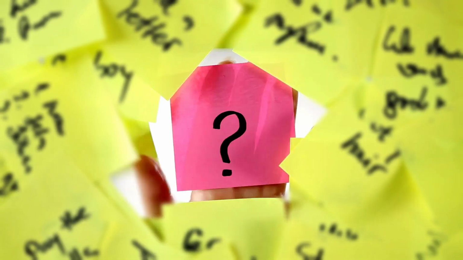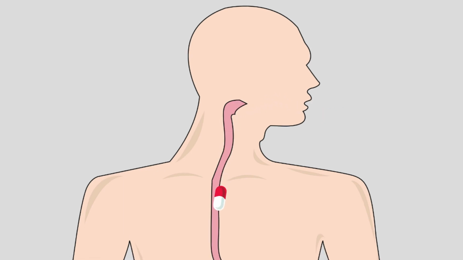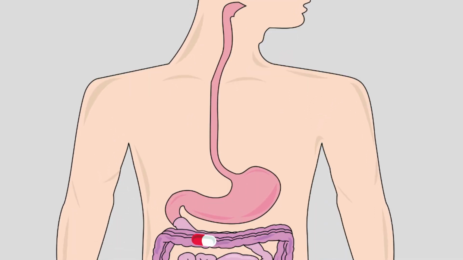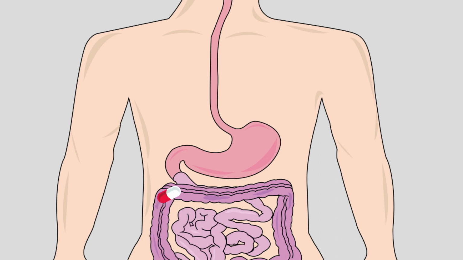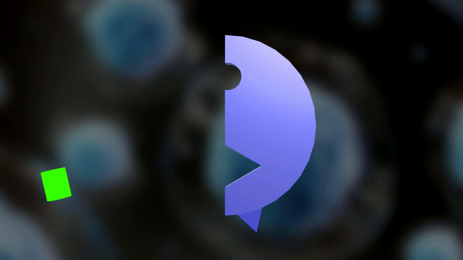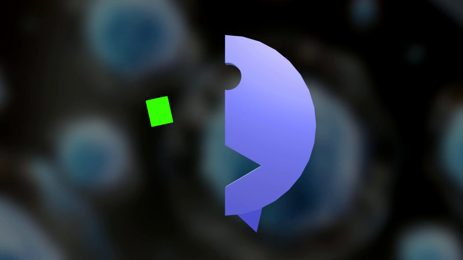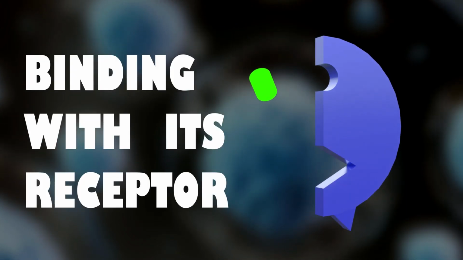Today we are going to talk about how does a drug work. Every phase in the drug's journey in the body is important, and the drug will not have its desired effect if one of them did not happen. Even if the molecule got absorbed, traveled through the blood, and reached the site of its action, it will not work unless one more step is done, binding with its receptor.